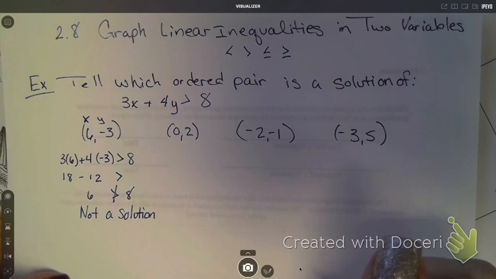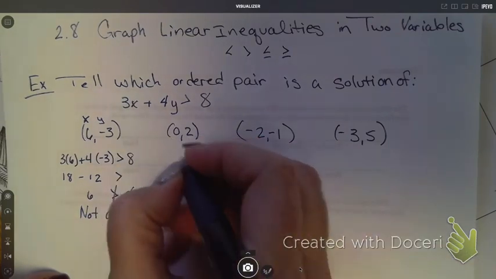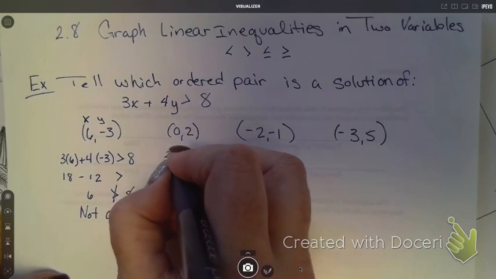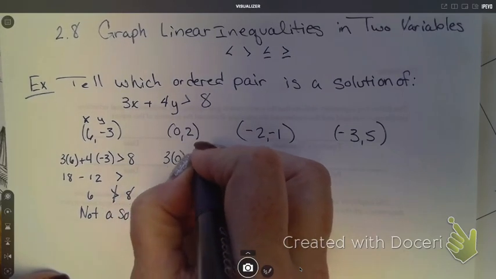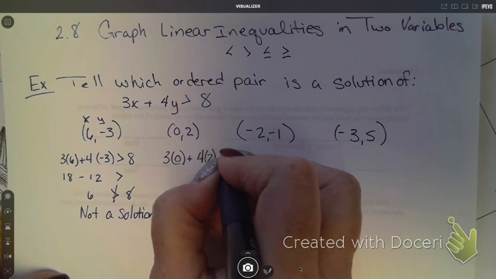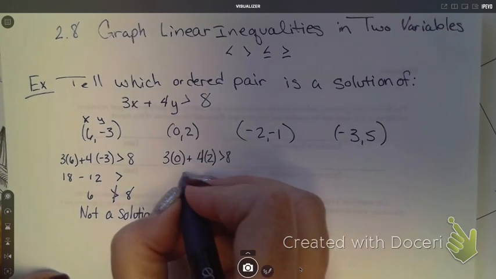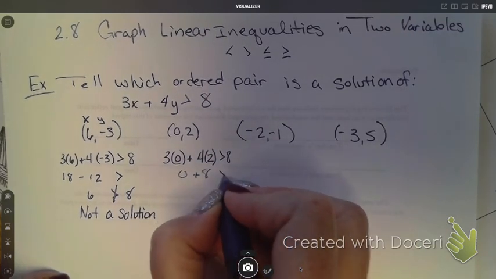What if there's no y and it's just x? For 0, 2: 3 times 0 plus 4 times 2 is greater than 8. So it's 0 plus 8 is greater than 8.